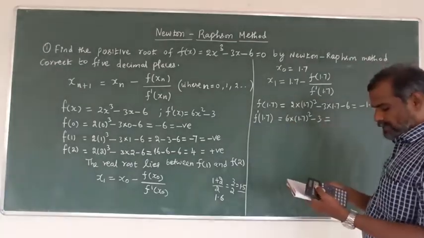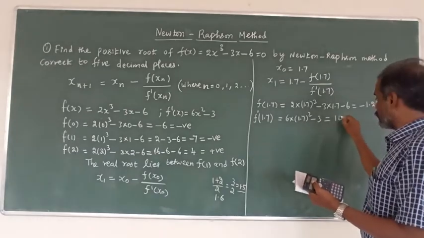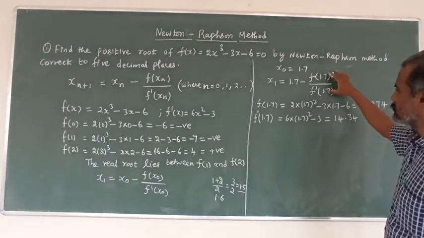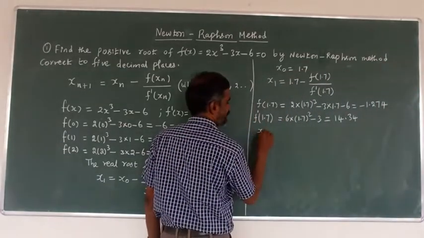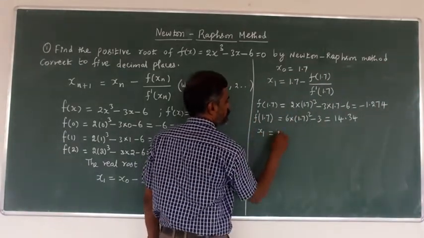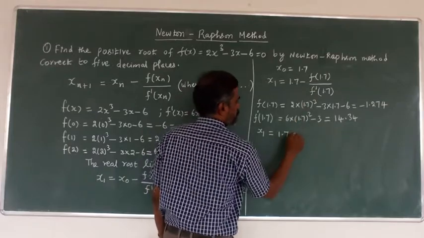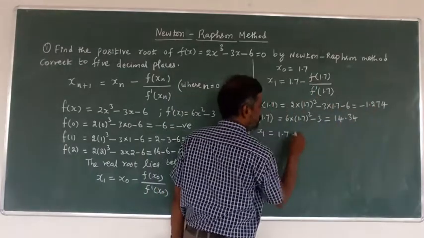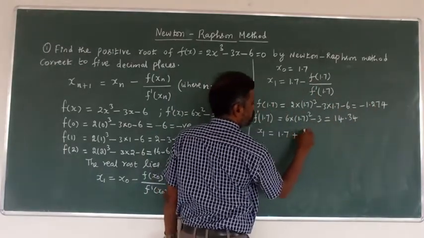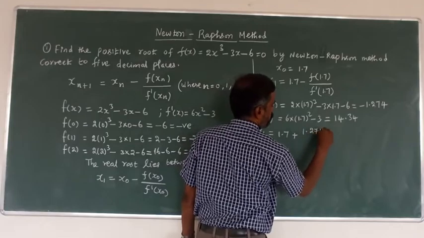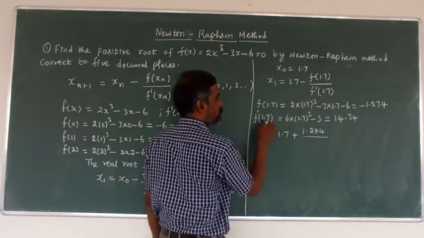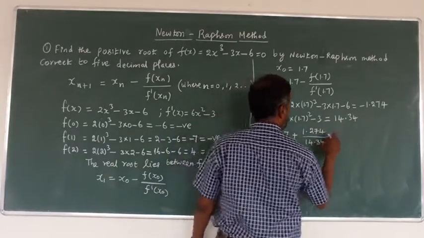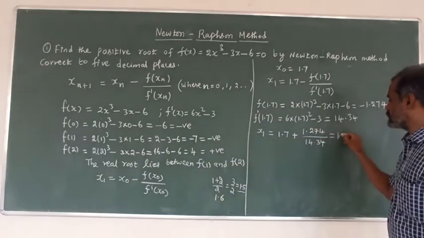Now multiply this one, we can get the result 14.34. These two values substitute here. The first iteration x1 equals 1.7 and here minus f of 1.7 result, minus here will be changed into plus 1.274 divided by f dash 1.7 result 14.34. Now we can get 1.7.